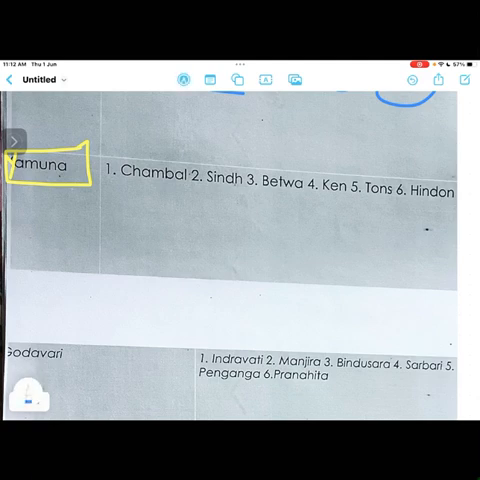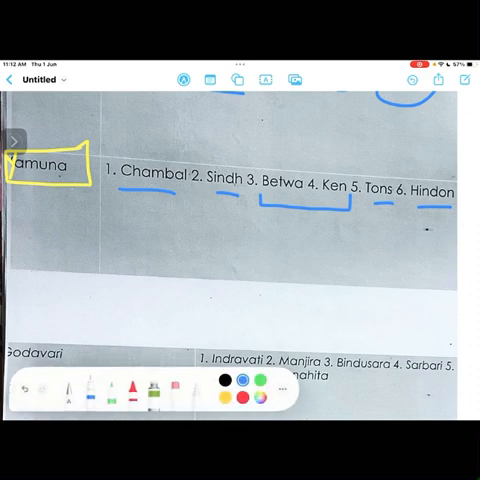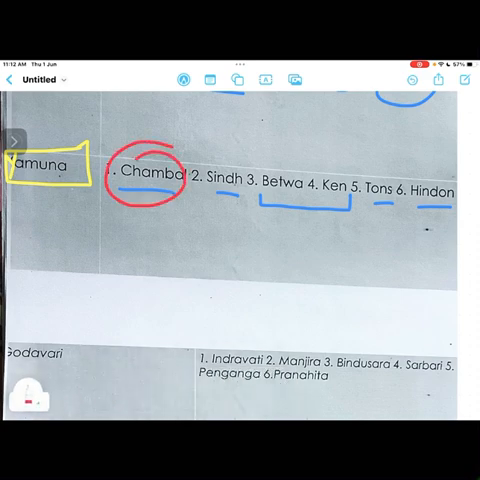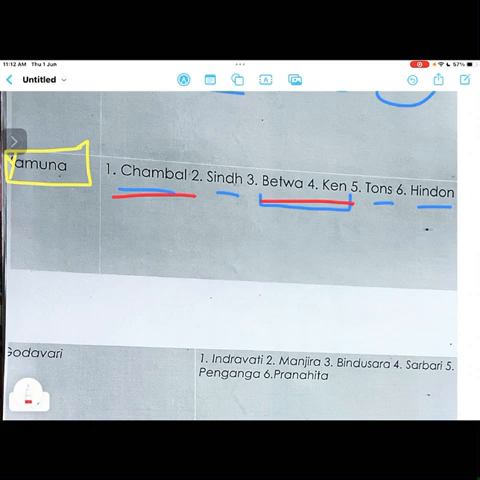Then is your Yamuna river. Yamuna river has 6 tributaries. How many? 6 tributaries. Ken and Betwa we have already studied. There is a project ongoing. And you have got Chambal, Sindh, Tons and Hindon, right? The main tributaries are your Chambal river, Ken and Betwa. Also Sindh. Tons and Hindon are not that important. You should know these things. So repeat after me. Chambal, Sindh, Betwa, Ken, Tons, Hindon.